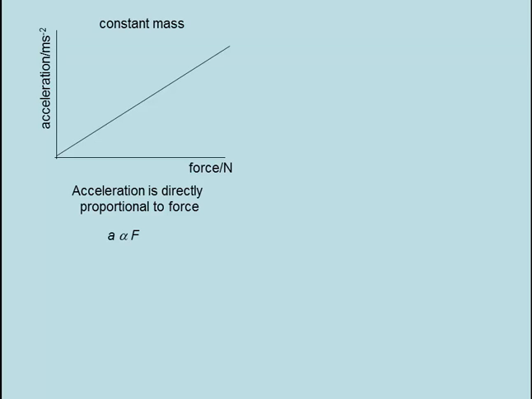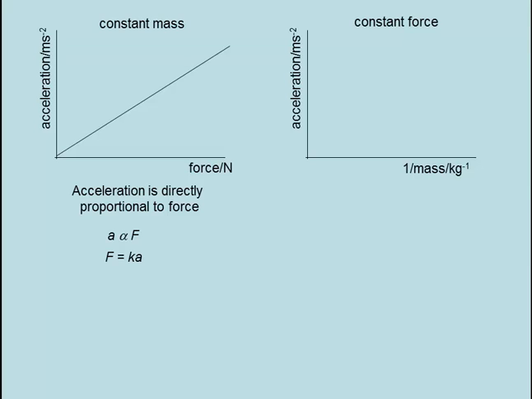We can write that as A alpha F, where the Greek letter alpha means directly proportional to. As we double the force, we double the acceleration. We can change this into an equation by adding a constant, and we get that the force is equal to a constant times the acceleration.